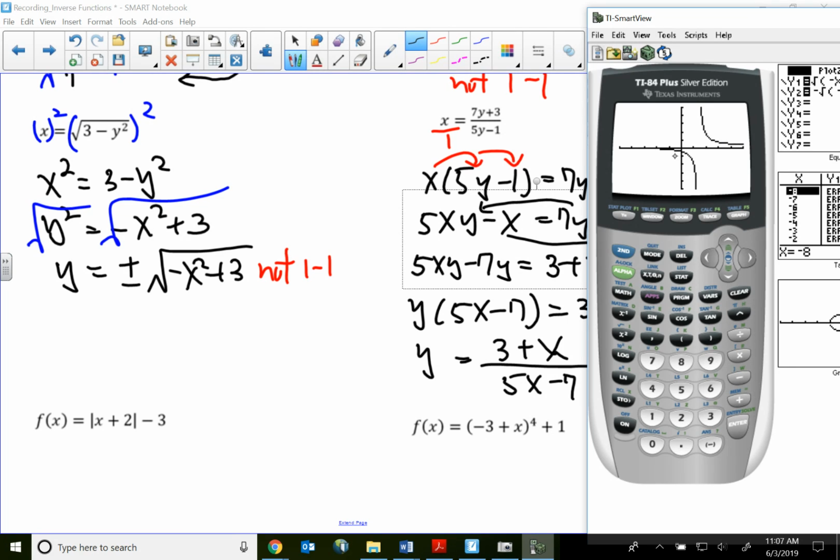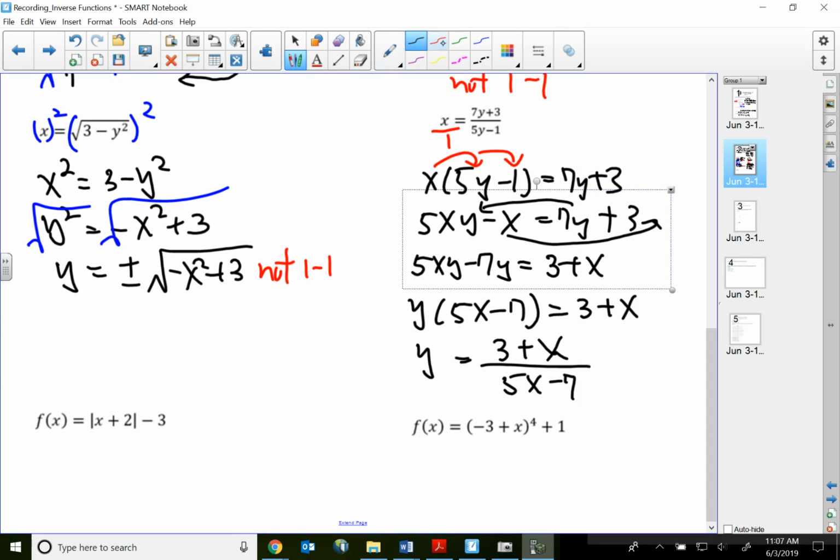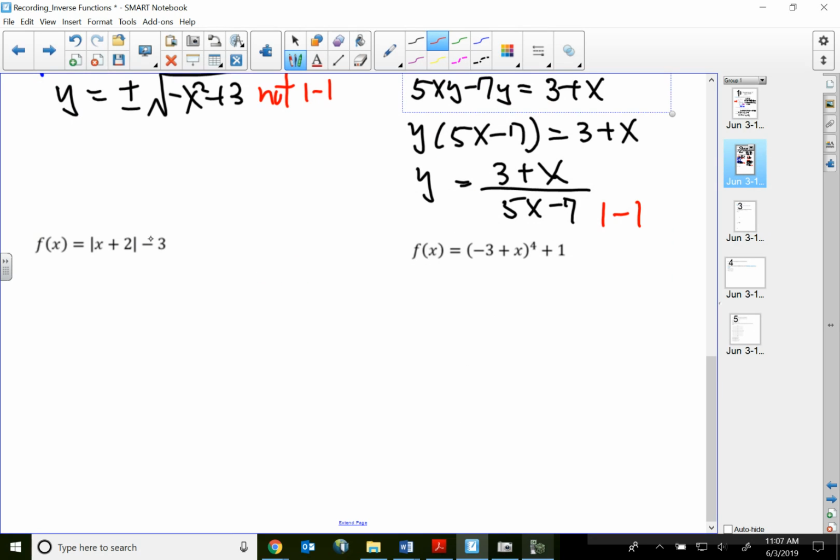Okay, again, as the x keeps on going to the right or left, it looks like it's kind of horizontal, but it's not. It's just the y values are so small between any given two x values that it appeared to be like a horizontal line. So if I draw a horizontal line through it, it will actually only touch it one time. So this particular rational function is a one-to-one function. All right, I don't have to graph this one.